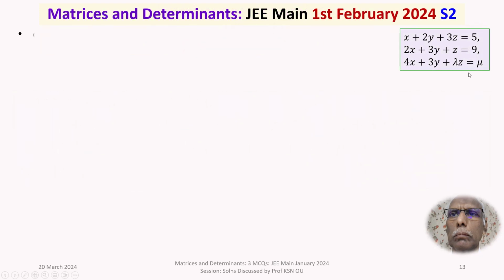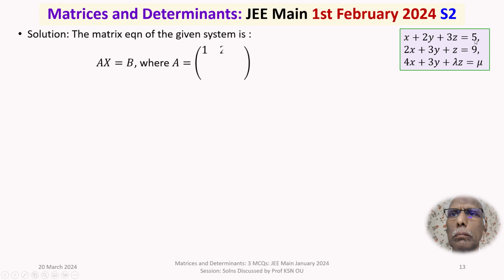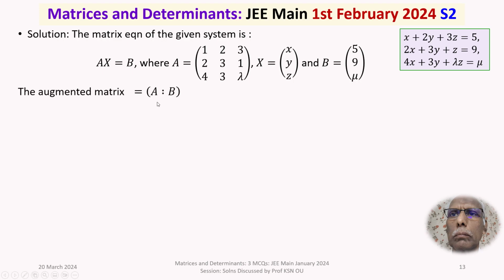Right. We have this set of equations, three equations, three unknowns x, y, z. Lambda, mu are real numbers. First step, write the matrix equation Ax = B, where A is the coefficient matrix 1, 2, 3, 2, 3, 1, 4, 3, lambda. X is the column matrix of variables x, y, z. B is the column matrix of the values 5, 9, mu. We write the augmented matrix A with B. So this is your augmented matrix. This is the matrix A, and this is the column matrix B.